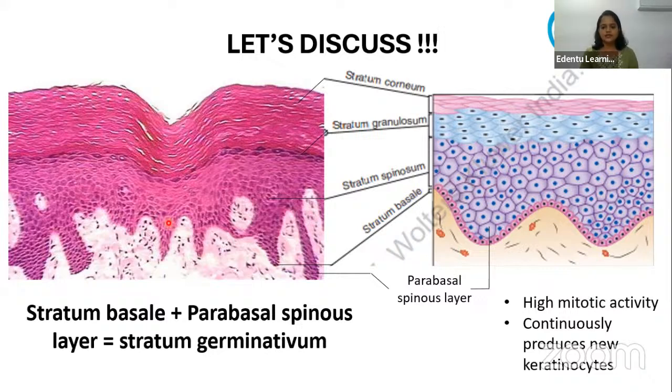Why are we calling it stratum germinativum? Because it has high mitotic activity. All of this stratum germinativum together has high mitotic activity and continuously produces new keratinocytes. Because of its continuous proliferative nature, it is called the stratum germinativum.